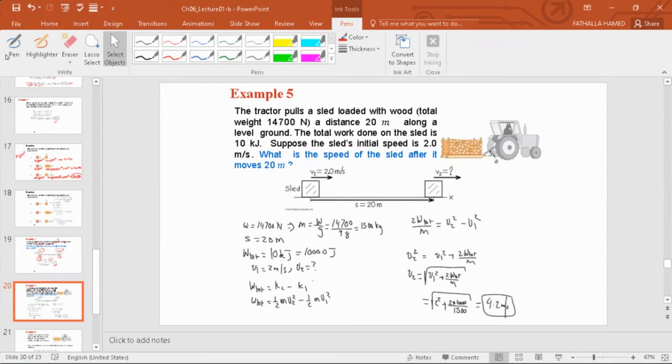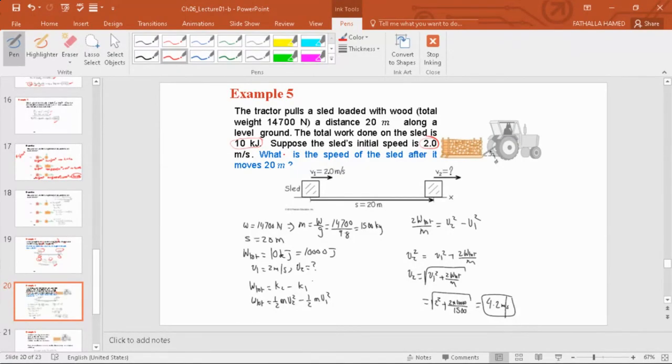In this example, a tractor pulls a sled loaded with wood. Total weight is 14,700 newtons, a distance of 20 meters along a level ground. The total work done on the sled is 10 kilojoules, so they give you the total work here. Suppose the sled's initial speed is 2 meters per second. What is the speed of the sled after it moves 20 meters?